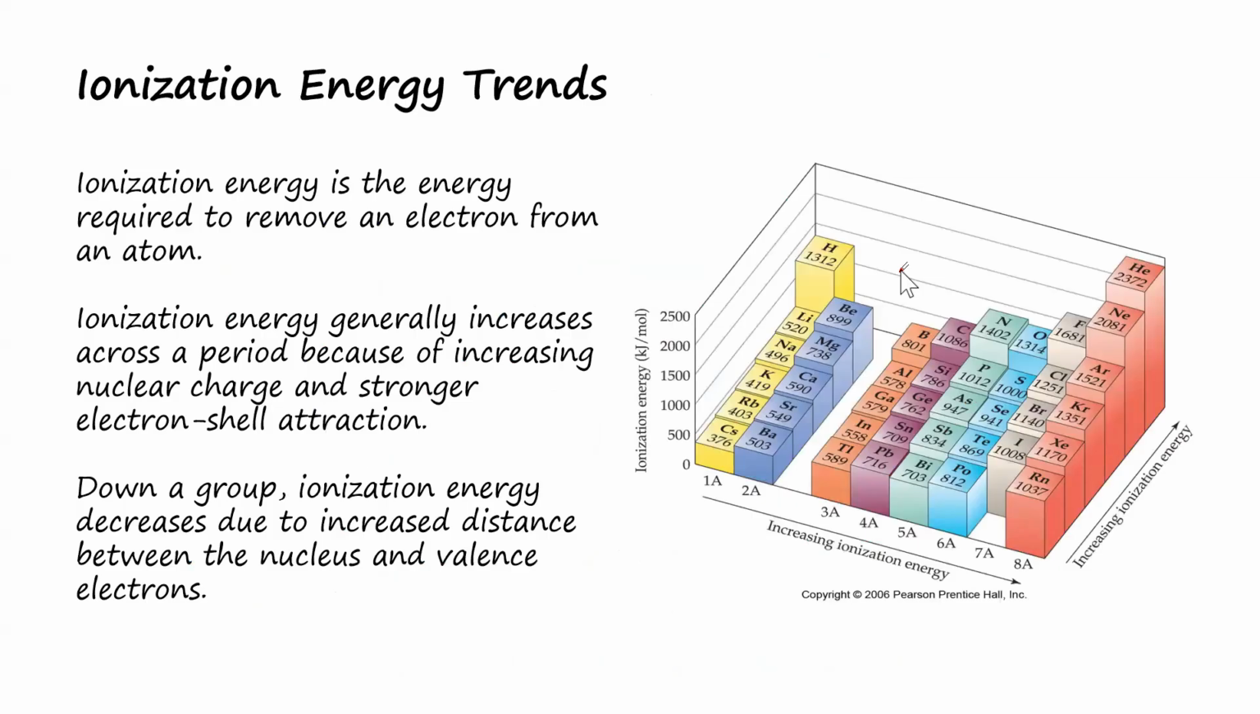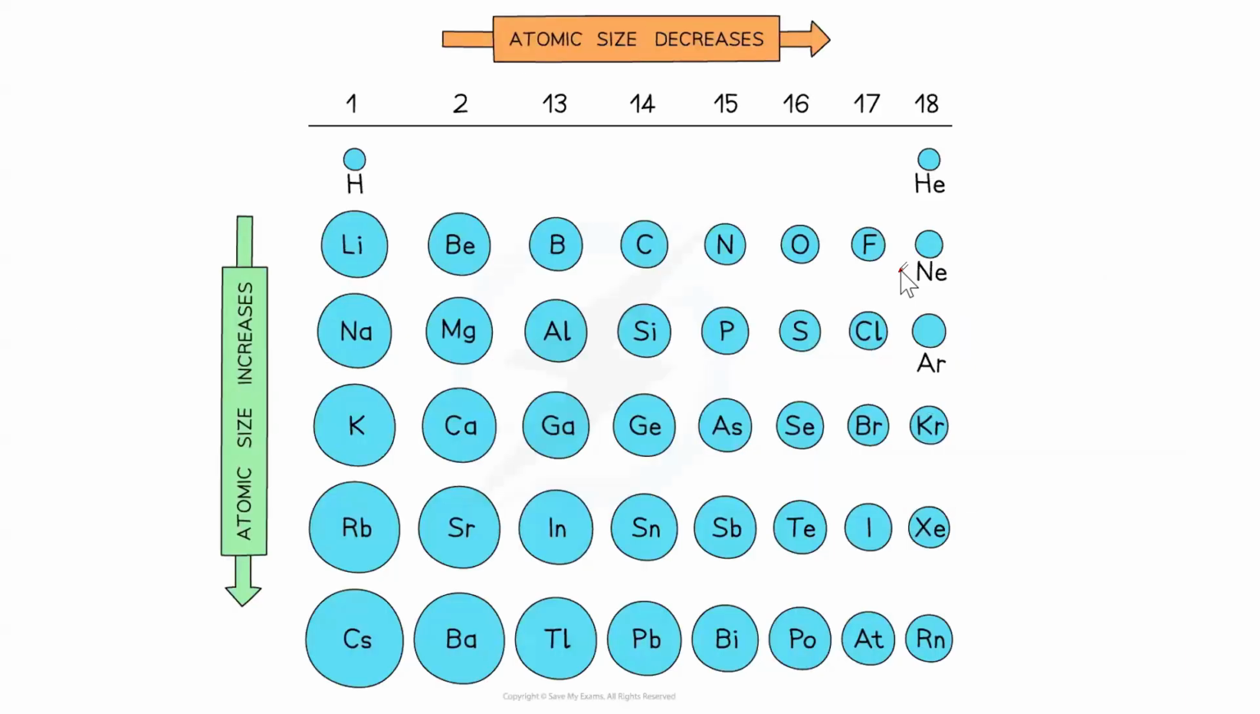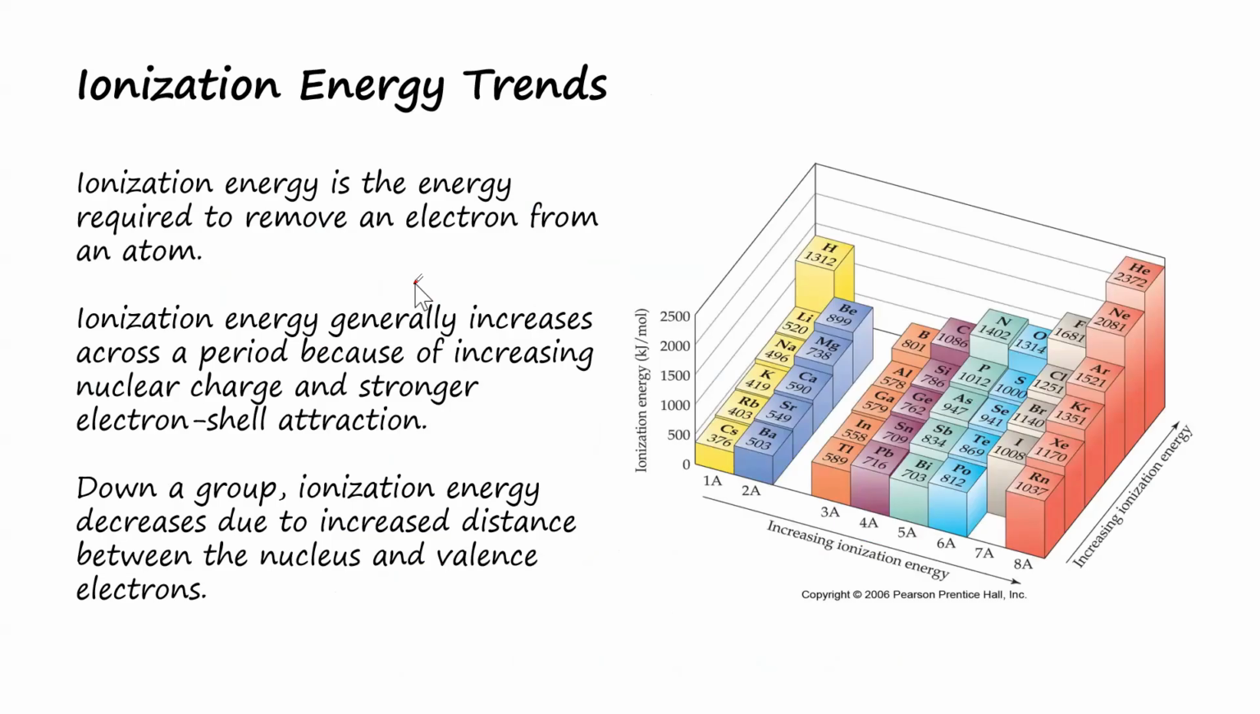So then the next thing after atomic radius, ladies and gentlemen, I hope you understand the concept of atomic radius here. So the next thing is ionization energy. So what is ionization energy? Ionization energy is the energy that is required to remove an electron from an atom.